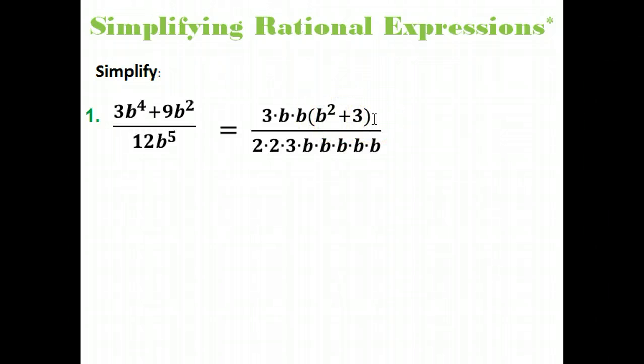Okay, so now I kind of go through this and I start looking. Okay, I've got a 3 on top and bottom here. I can go ahead and cross those off. Then I look a little bit further. I've got lots of b's on top and bottom, so I'm going to cross those off now.